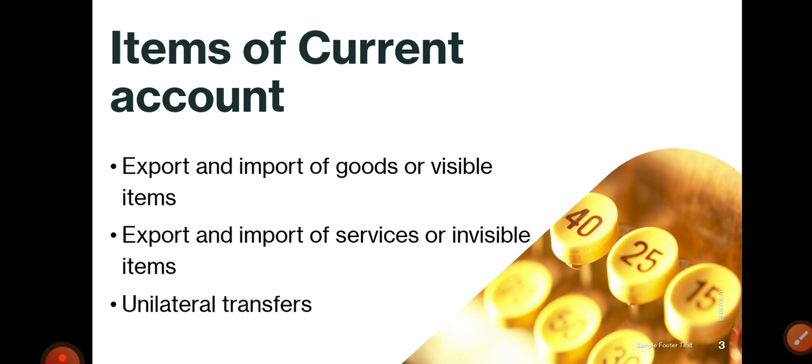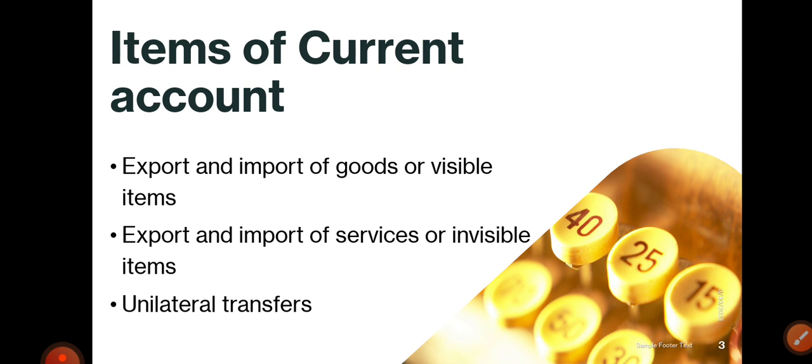Next is export and import of services. That is, current account also shows the exports and imports of invisible items. Invisible items means the services, like banking, tourism, insurance, etc.